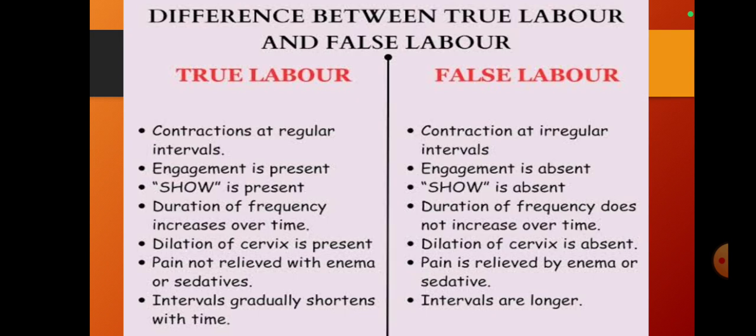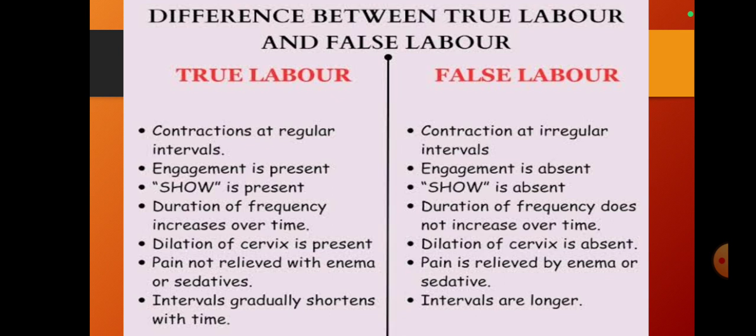The difference between true labor and false labor. True labor contractions occur at regular intervals and false labor contractions at irregular intervals. In true labor engagement is present and in false labor engagement is absent. In true labor show is present and in false labor show is absent. In true labor the duration and frequency increase over time, but in false labor the duration and frequency do not increase over time.